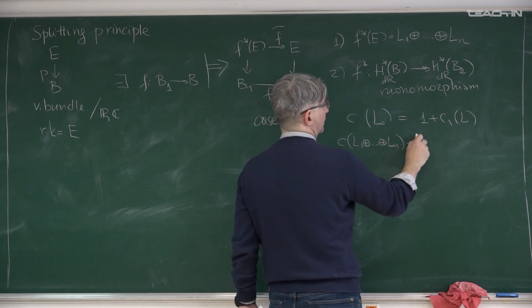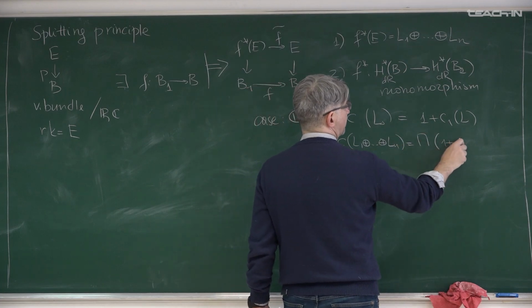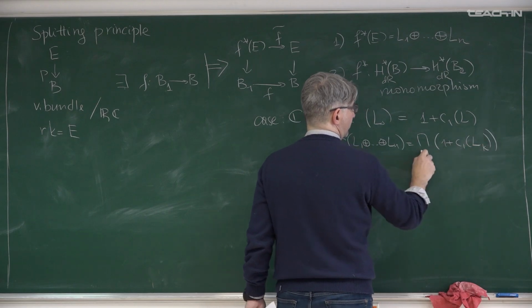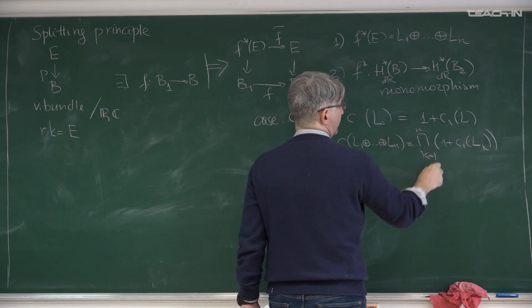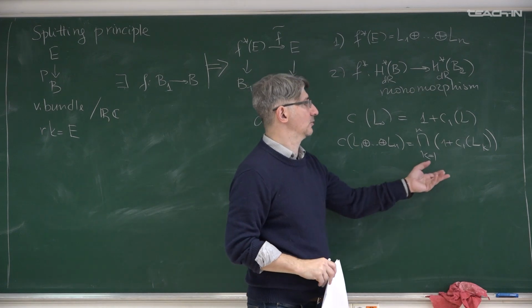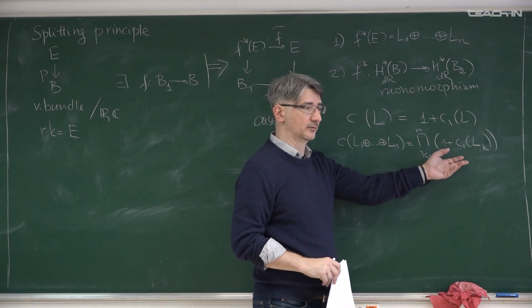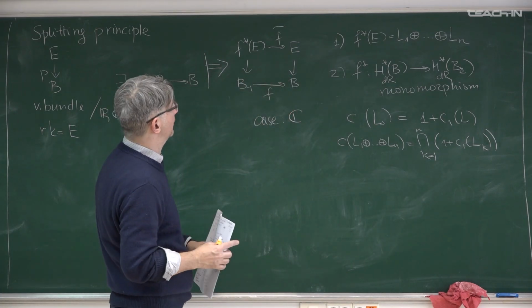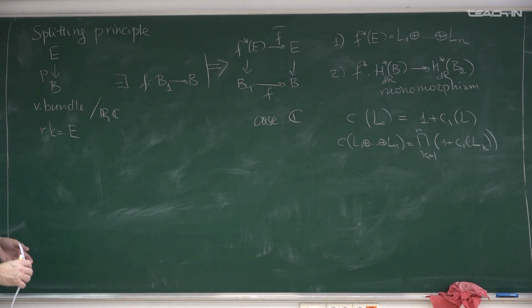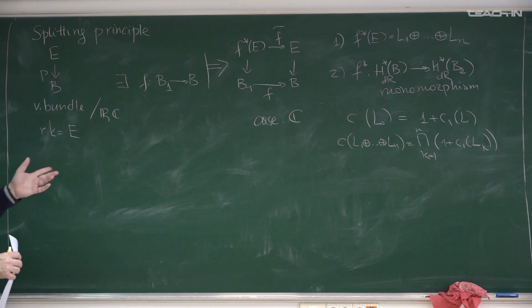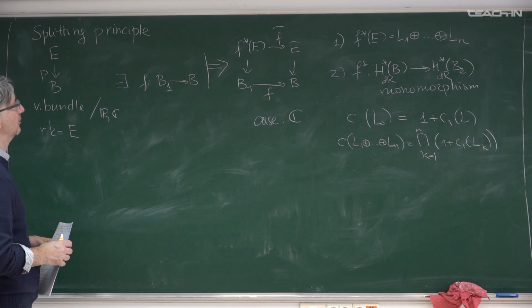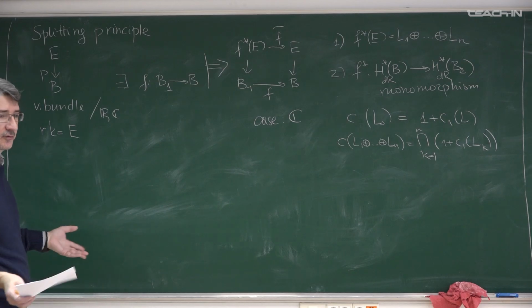You just consider the product of these, and you obtain elementary symmetric polynomials. It's very, very simple. So this is a very important tool for proving some properties of characteristic classes and checking some identities. So this is a very nice theorem. Unfortunately, I skip the proof.